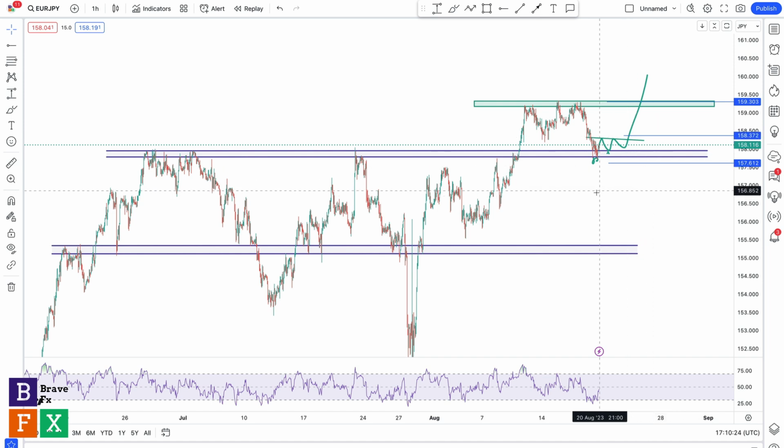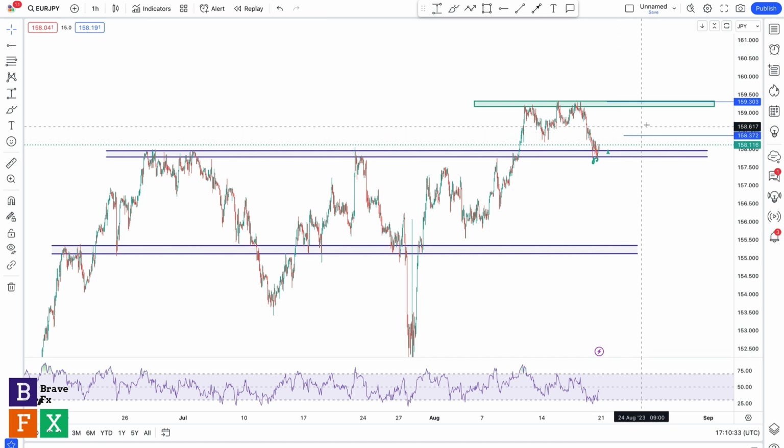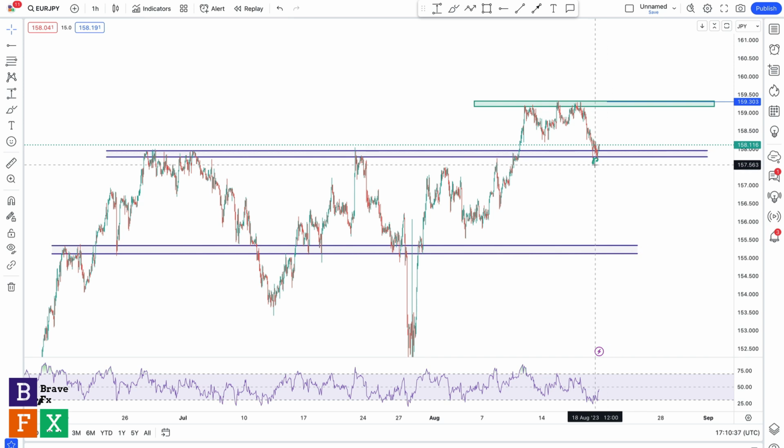So that's it briefly for EUR-JPY. I know we have bears in the house, so I'm going to show you my bearish case scenario for EUR-JPY. Though this is a bullish trend, there's also a good chance we go lower. So this is what I'll be watching out for to go short on EUR-JPY.